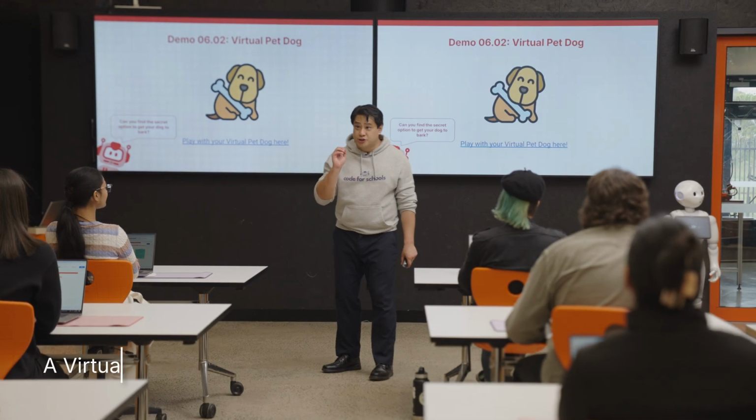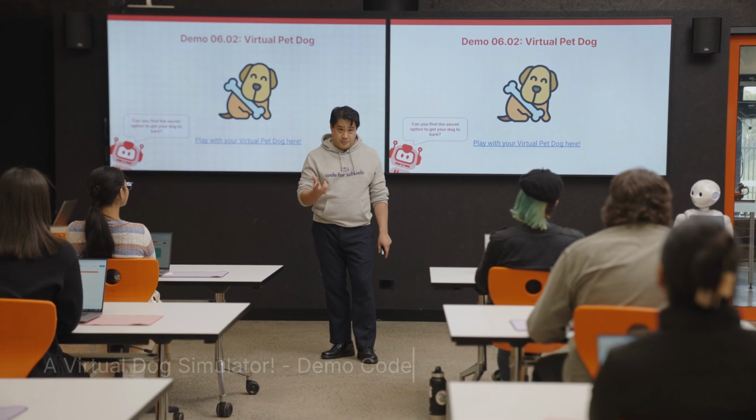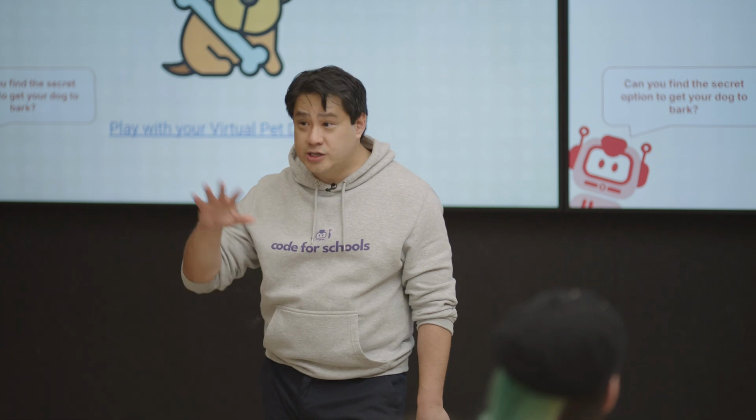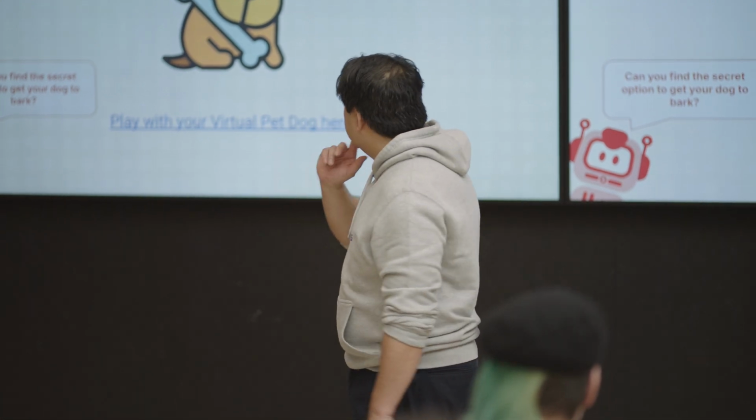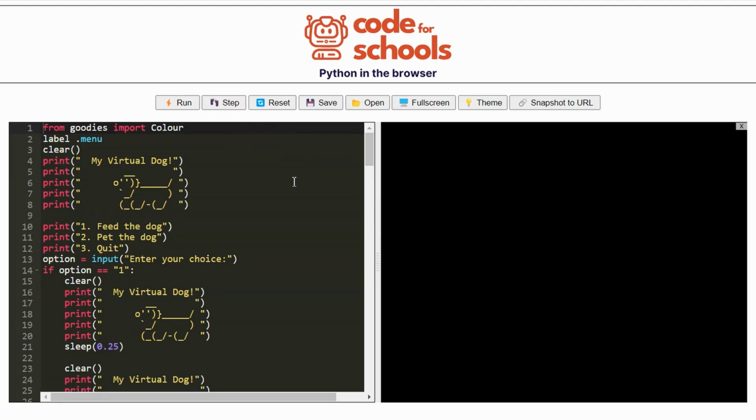So the very last thing we're going to do in this loop lesson is to see how we can create a little menu program where you can make a selection and it does different things, okay? This is where you get to play with a virtual pet dog. Okay, here's your program. All right, we're just going to run it.